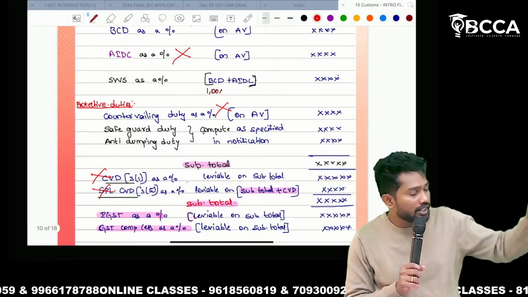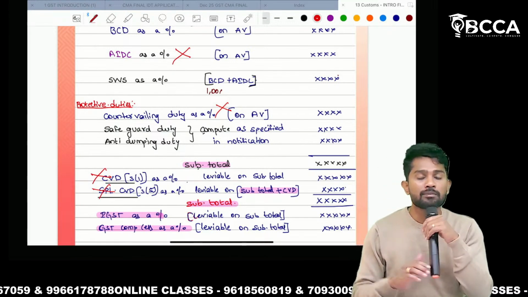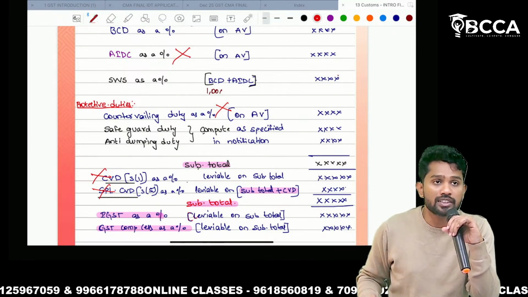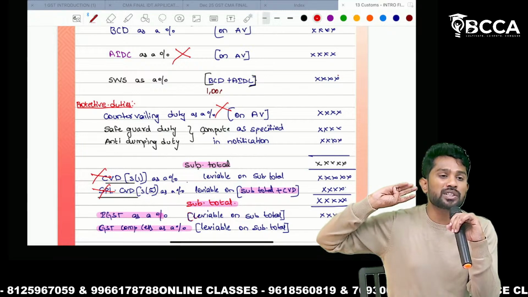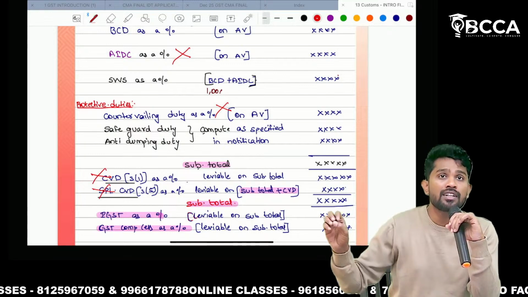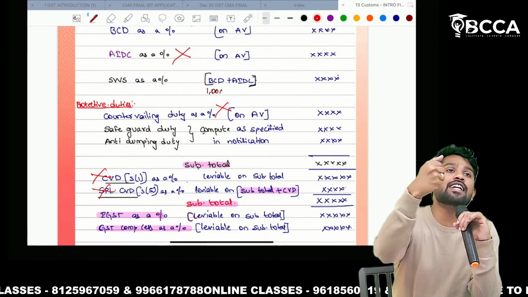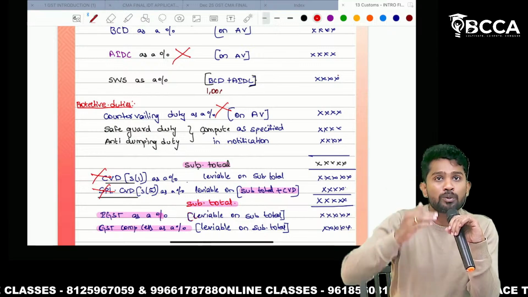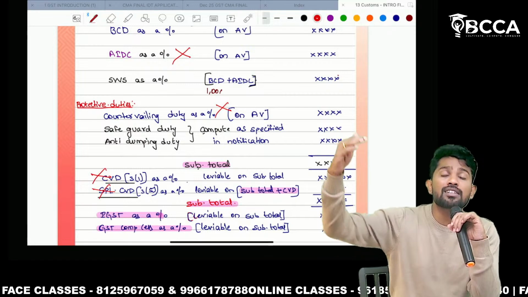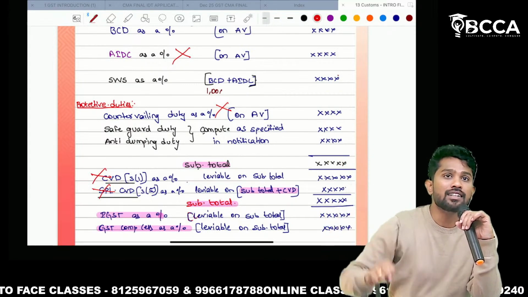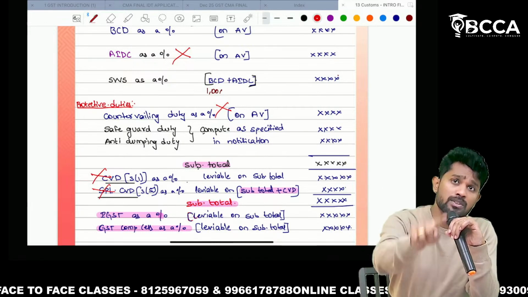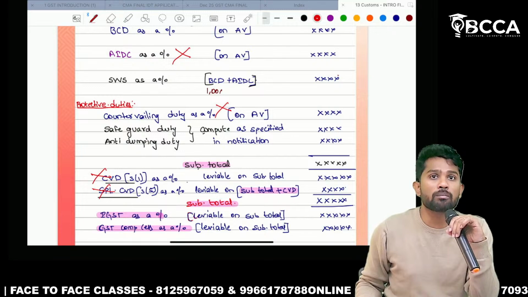So simple. Take assessable value. First levy BCD and on that levy social welfare surcharge. BCD, social welfare surcharge. Then check, are there any protective duties like countervailing duty, safeguard duty, anti-dumping duty? If any are there, then as per the particular notification, calculate the duty. Then do subtotal. For the assessable value, add BCD, SWS, and if any protective duties, you will be getting subtotal. On that subtotal, you should levy IGST, and on the same subtotal only, you should levy IGST compensation cess.